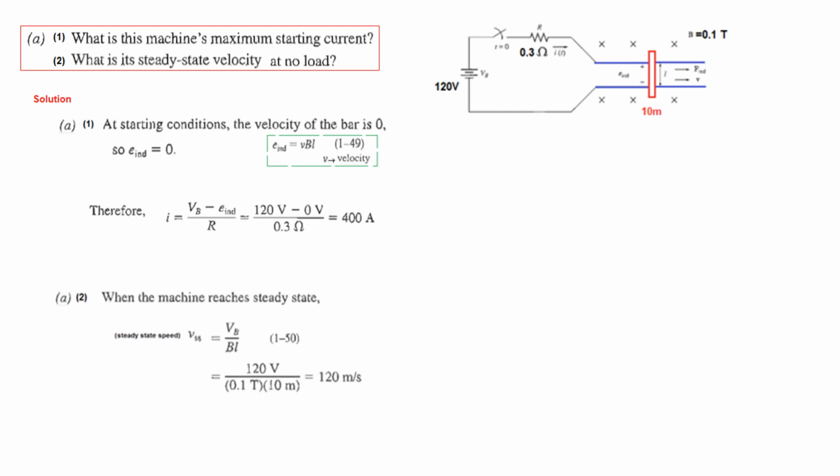Now the second part, the steady state velocity. We know the steady state velocity formula, V_B over BL, plugging in the values. 120, B is 0.1 Tesla, and the length of the bar, this portion only, which is shown by L, is 10 meters. So we plug that in, and therefore the steady state speed is 120 meters per second.